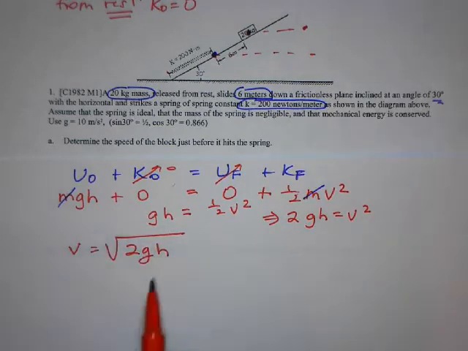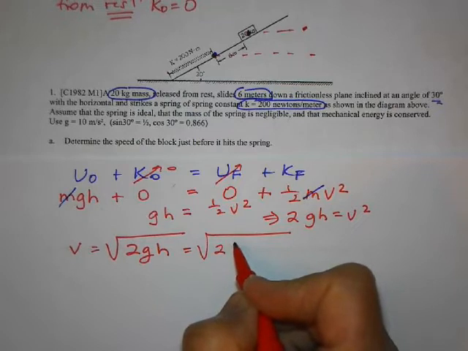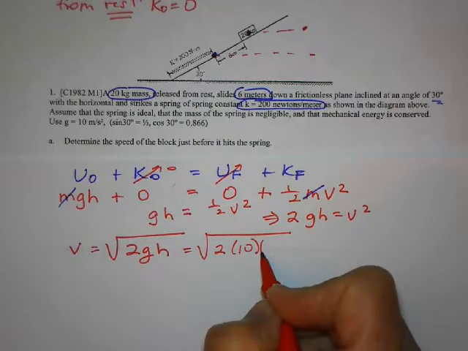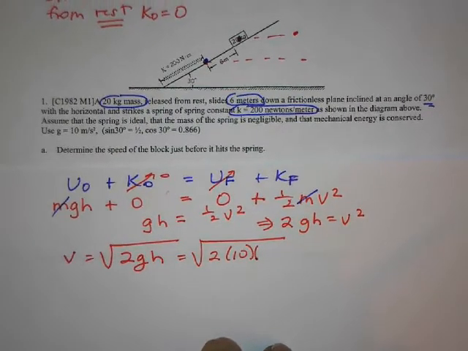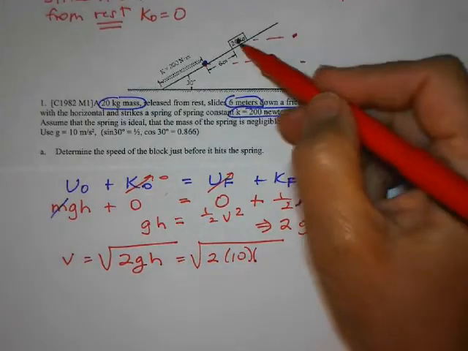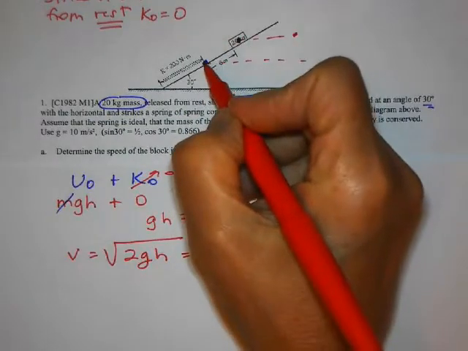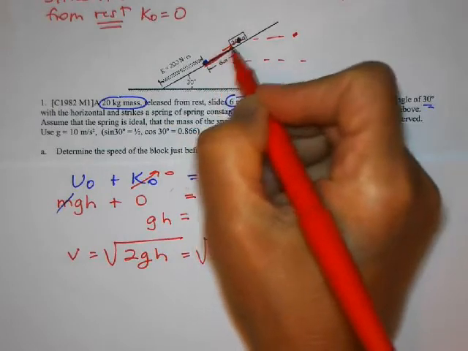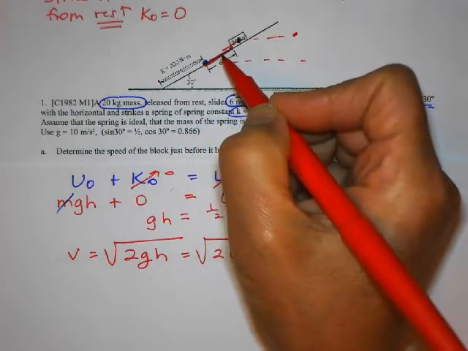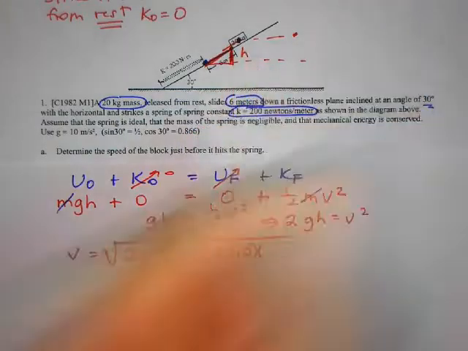Why do I bother doing all this algebra? Because if I don't, I might forget to take the square root at the end. So this is going to be 2 times 10, or 9.8, times the height. Now this is the hardest part of this problem. When we're doing gravitational potential energy, we're talking about the height. Going from here to here is 6 meters, but that's not the height that we're going to use, and that's the mistake that most people make. We actually want this vertical height here.